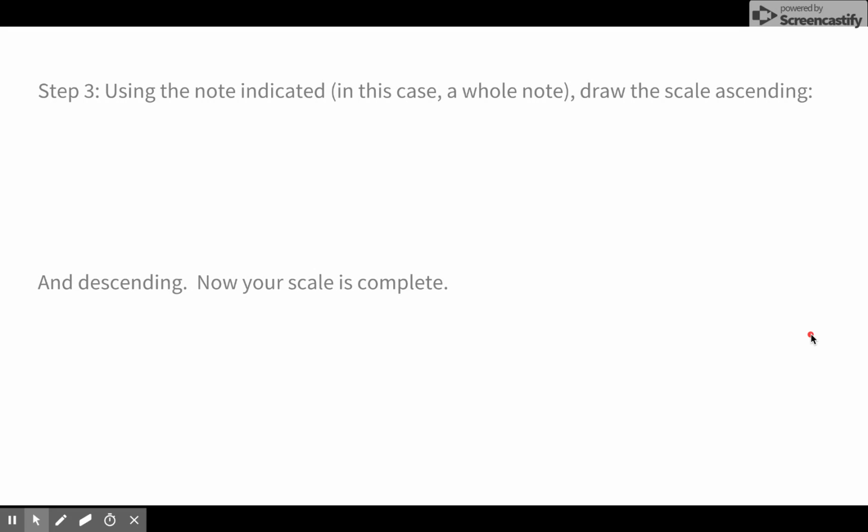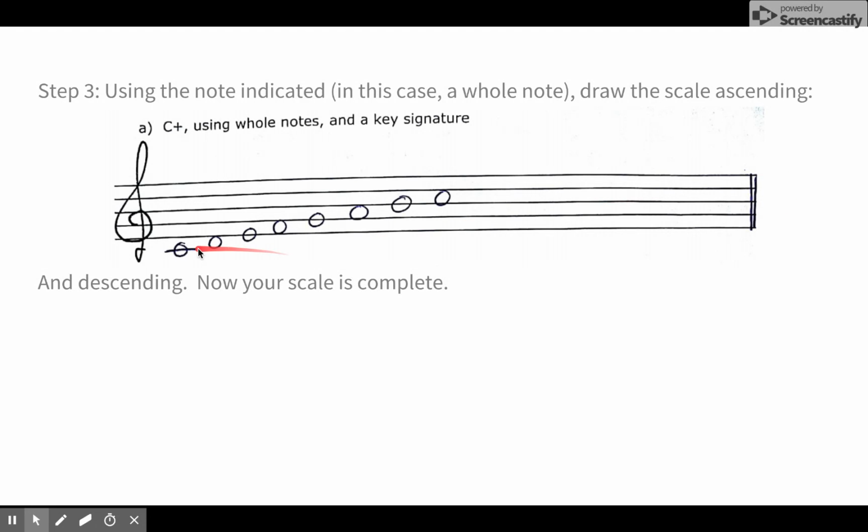Then, using the note indicated, in this case a whole note, you're going to draw the scale starting on the letter that the scale is. So because it's a C major scale, you're going to start on C. You're going to start on C using whole notes, and you're going to draw the scale ascending, or going up. C, D, E, F, G, A, B, C.